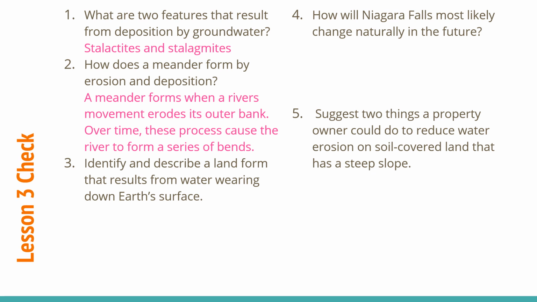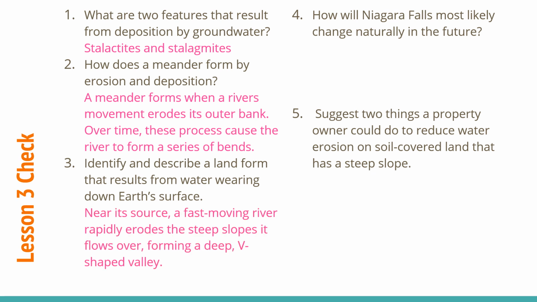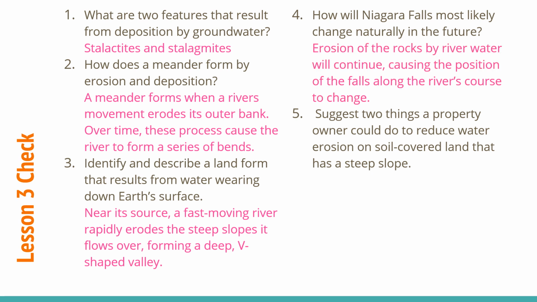3. Identify and describe a landform that results from water wearing down Earth's surface. So near its source, a fast-moving river rapidly erodes the steep slopes it flows over, forming a deep V-shaped valley. Number 4, how will Niagara Falls most likely change naturally in the future? An erosion of the rocks by river water will continue, causing the position of the falls along the river's course to change.